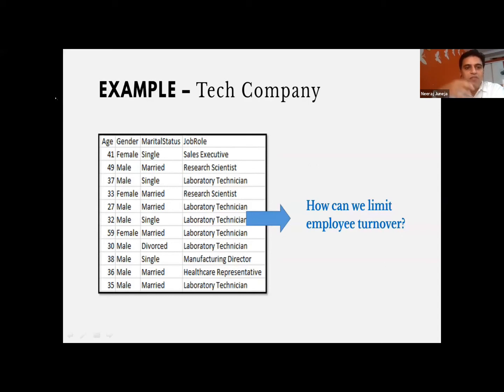So if the employees are leaving at a rapid, frequent rate, how can they limit that turnover? Like you can see in this table, there are a lot of technicians, research scientists. They have gained exposure, they have gained experience, and now the company doesn't want them to leave the organization, right? So they have to go into this type of data and develop some insights. And on the basis of this, they can somehow control this employee turnover.